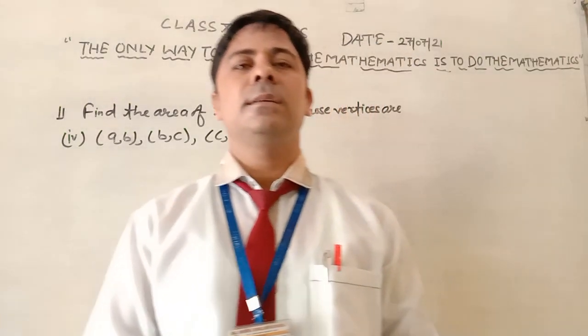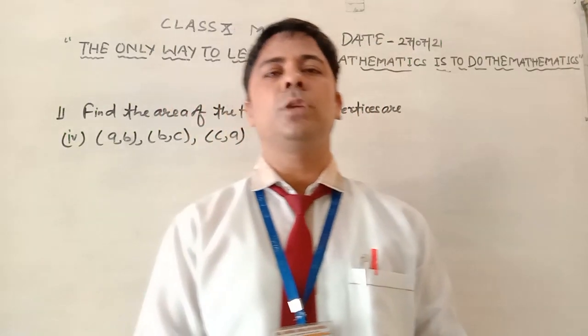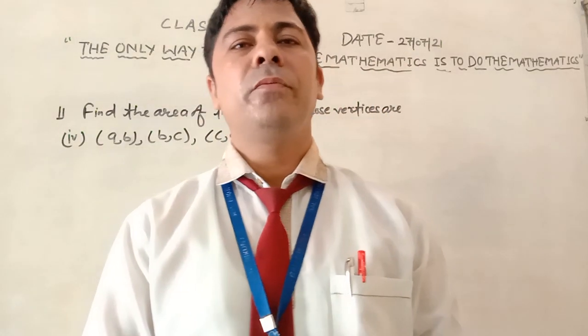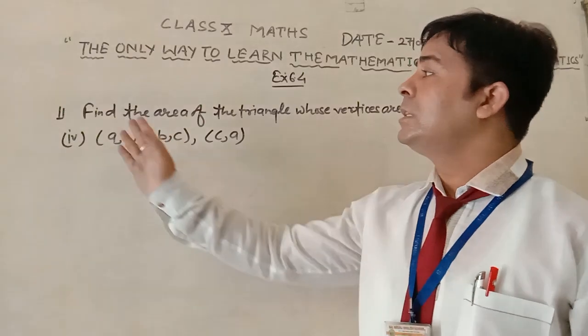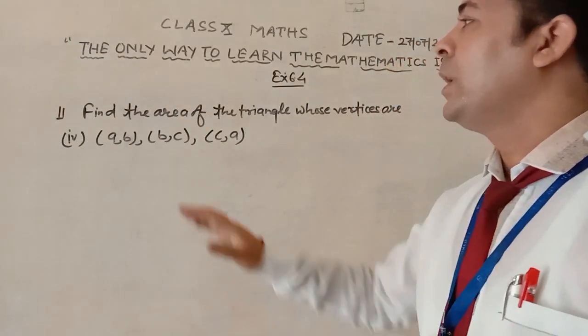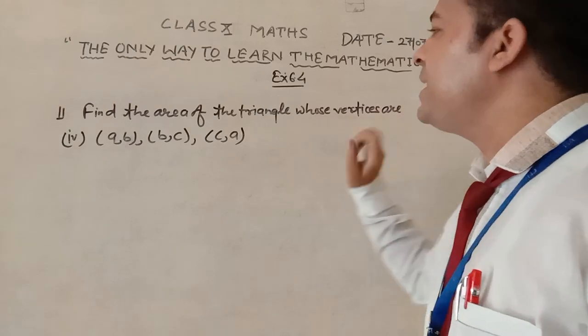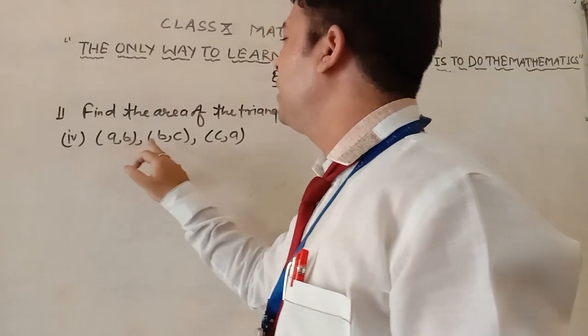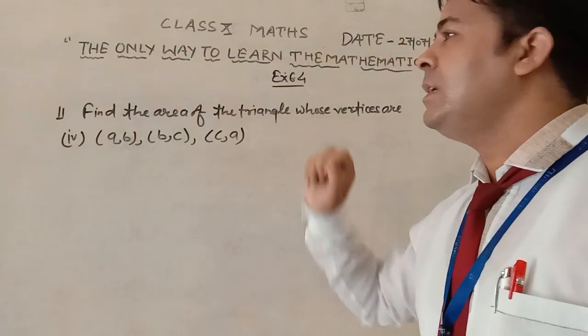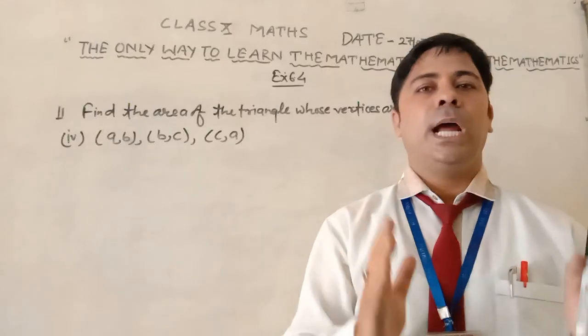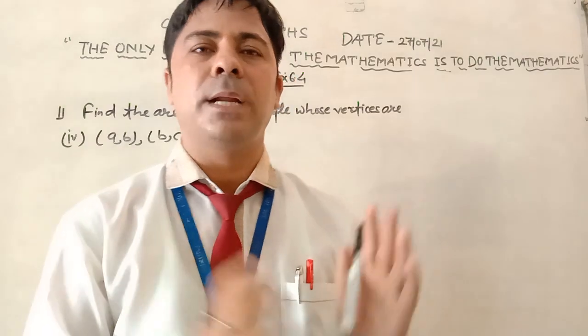Now, today's date is 27th of July 2021. It is Exercise 6.4 from Coordinate Geometry, question number 11. Find the area of the triangle whose vertices are (a, b), (b, c) and (c, a). You are given the vertices of the triangle and you need to find the area.